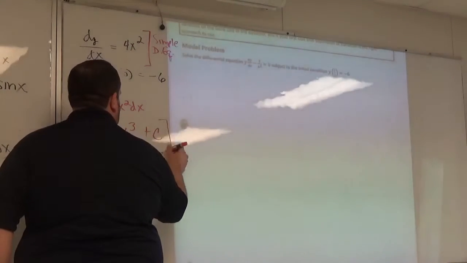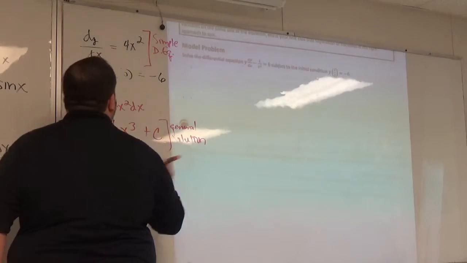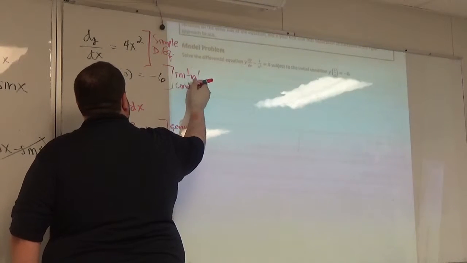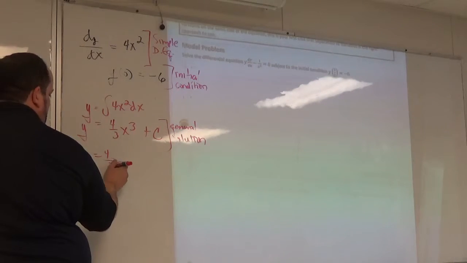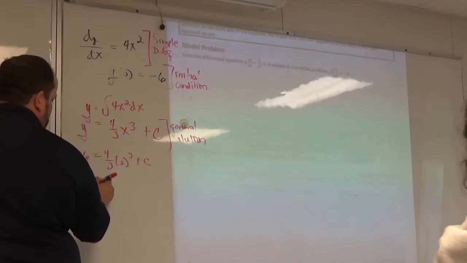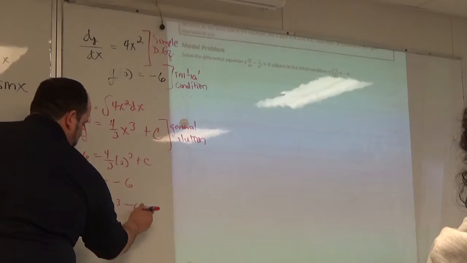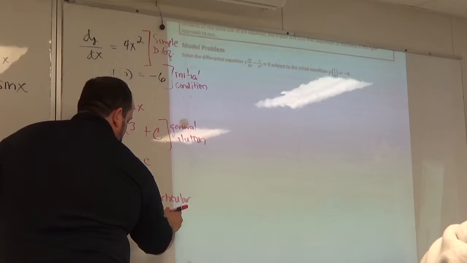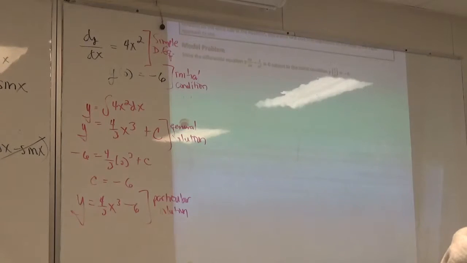You're going to go further, because what we have here is a general solution, and we have an initial condition. You're just going to go back and plug it in. -6 equals 4 thirds times 0 cubed plus c. So c is -6, and y equals 4 thirds x cubed minus 6. This we're going to call the particular solution, because you know exactly what c is. That would be a really simple differential equation.